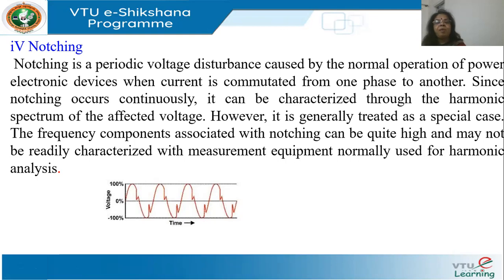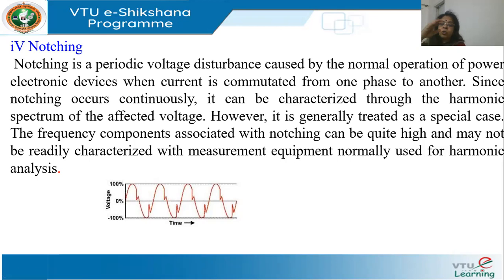The notching frequency will be very high because it's a short glitch, much higher than the regular harmonic components caused by the converters. So it is very difficult for spectrum analyzers to capture, and it cannot be avoided because it's an inherent property of electronic switches. When we extensively use converters everywhere in the system, we cannot avoid it. This is how a notch looks, small. It's somewhere in between a transient and a harmonic.